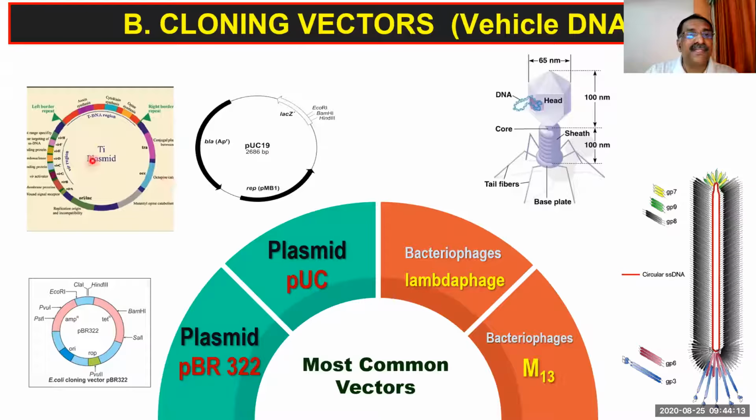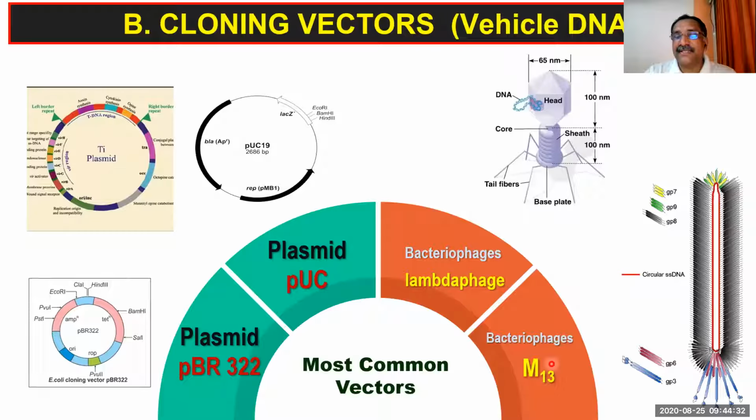In addition to that, one Ti plasmid also I have shown over here. That is also used. We are using it. So these are the three plasmids you have to keep in mind. The Ti plasmid we will see separately later, and pBR322 and pUC19.